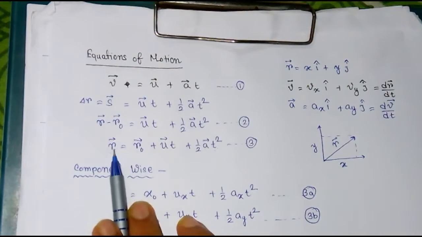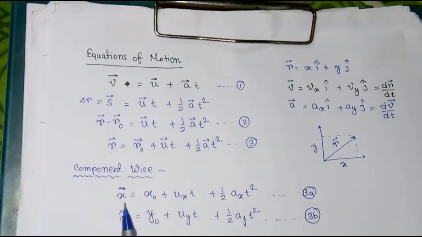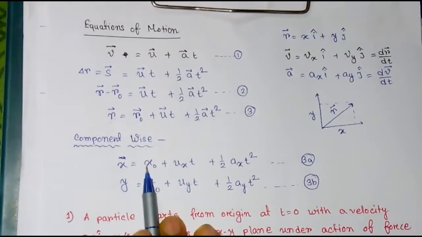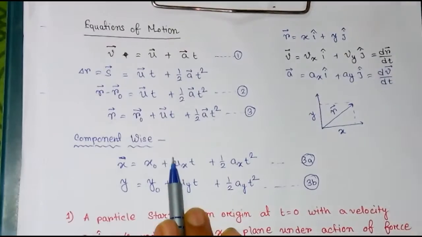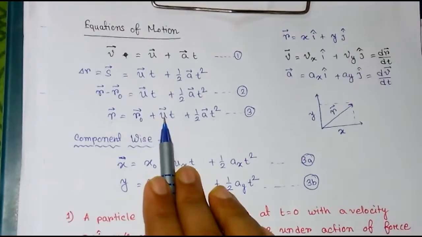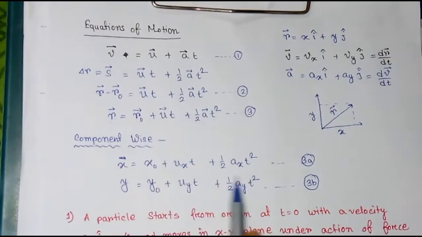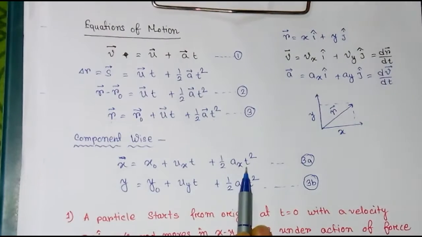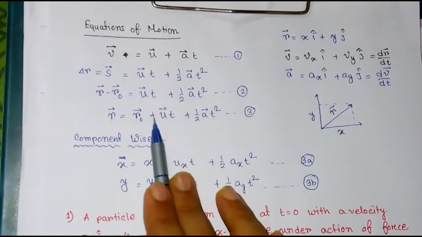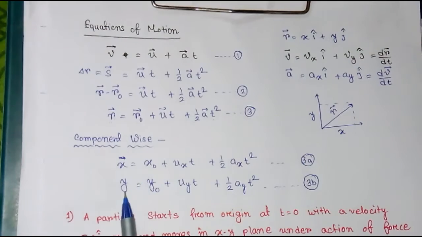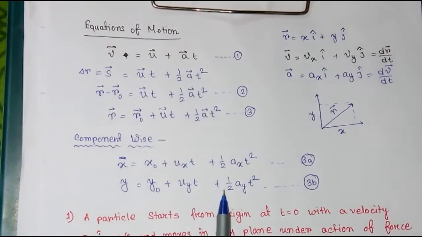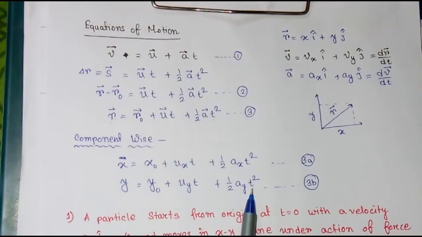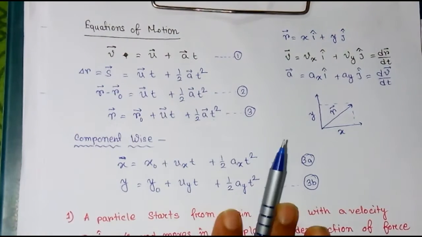Now if you write this r vector component-wise, you get for the x component the magnitude x equals x0 plus ux t plus half ax t square, where ux is the x component of the initial velocity vector. It is the same as before, I am just writing it component-wise. Similarly, y can also be written as y0 plus uy t plus half ay t square. Okay, understood all the things?